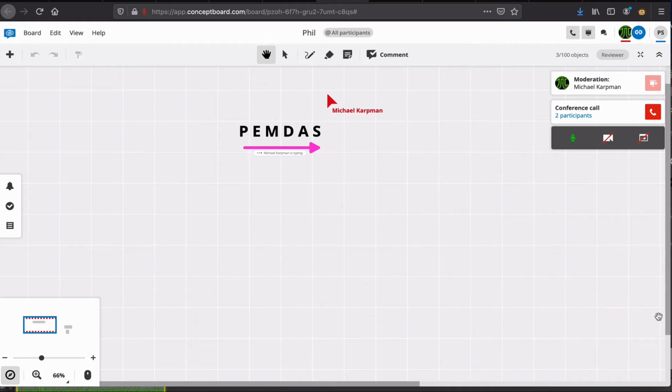Okay, so now I might ask you a question. Could you do this problem using correct order of operations? 10 minus 1 plus 8. How would you do that to get the correct answer using order of operations?